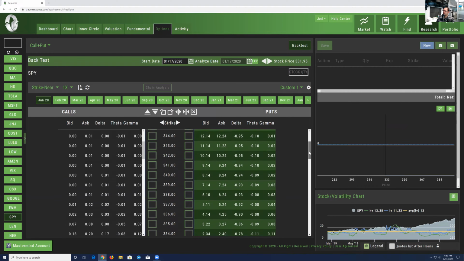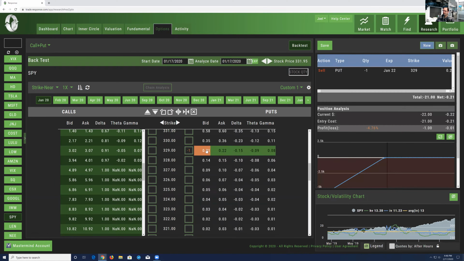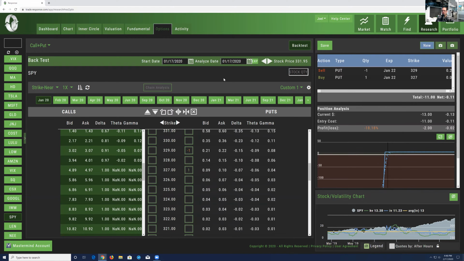What I'm going to do is I'm going to go really, really conservative here. I'm going to go 15 deltas. It's really far out of the money for what's essentially a 5 day trade. And I'm going to sell that at 329, and then I'll buy like a 327. Now, your initial reaction might be, oh my gosh, you're not getting any money for that. But remember, guys, this is just 3 trading days. You're getting 11 cents on this trade. It's a $2 vertical.